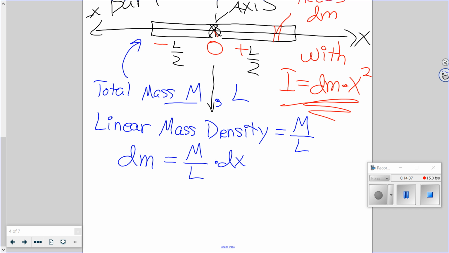But that's it. That's dm. Oh, and I got to pause my video. And then we'll do an integral. We just multiply m over L times dx. I'll show you how.